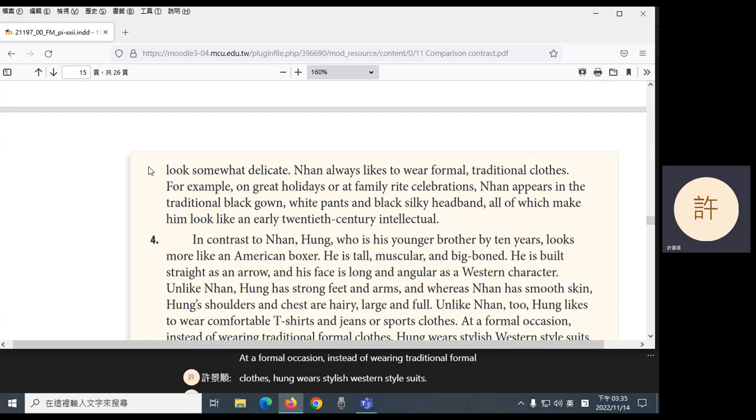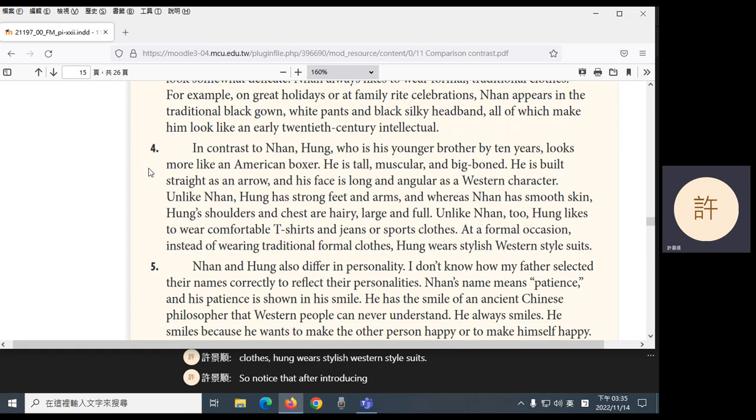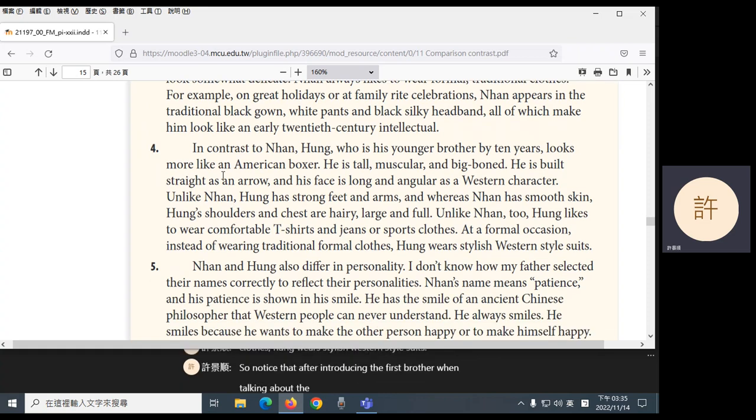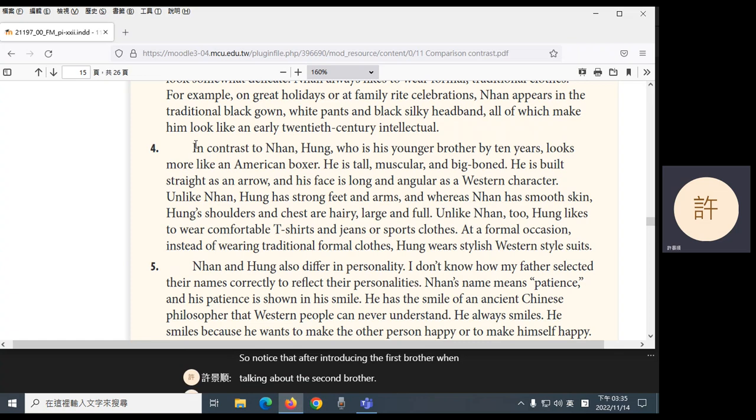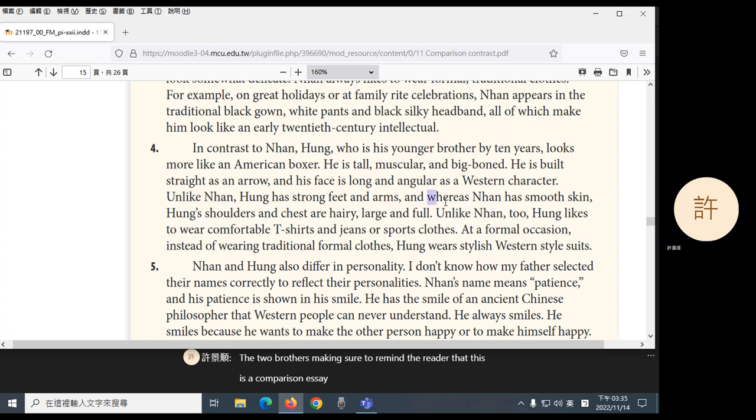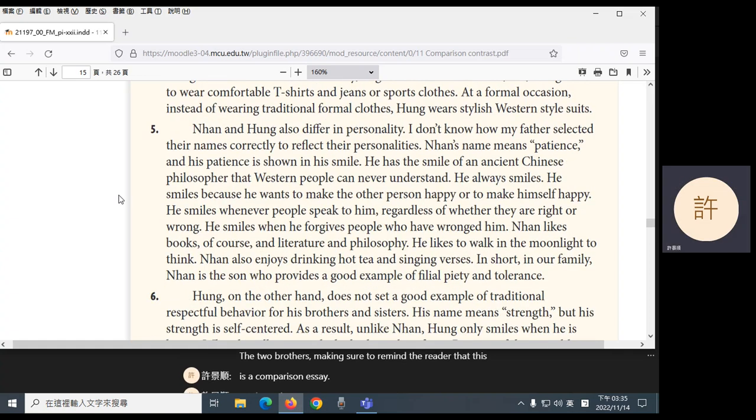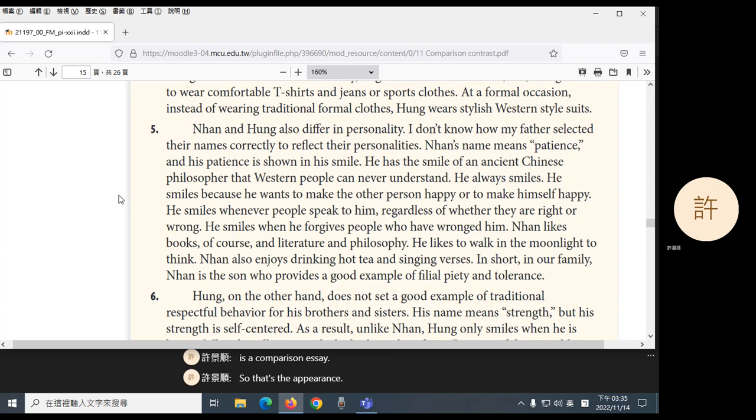So notice that after introducing the first brother, when talking about the second brother, the author keeps comparing the two brothers, making sure to remind the reader that this is a comparison essay. So that's the appearance. Next, it should be personality.